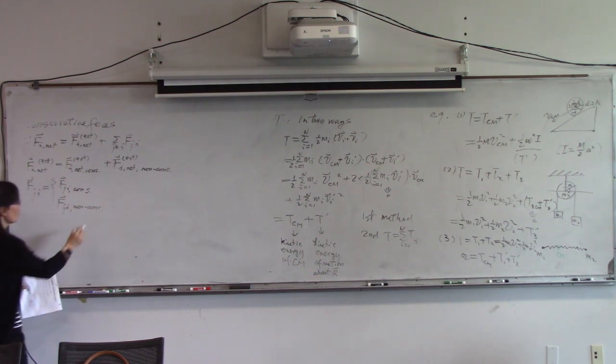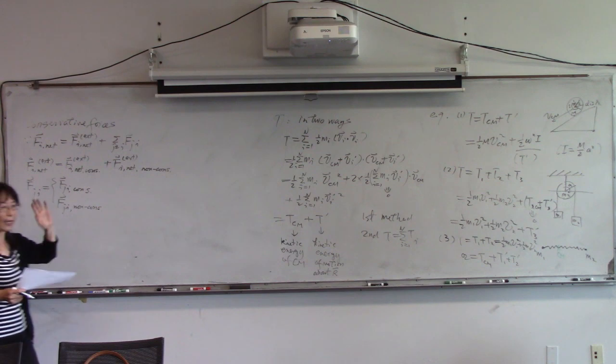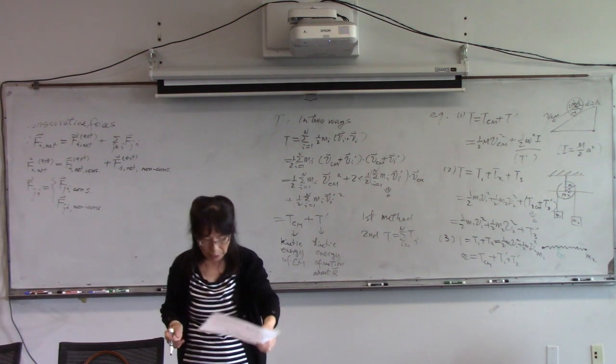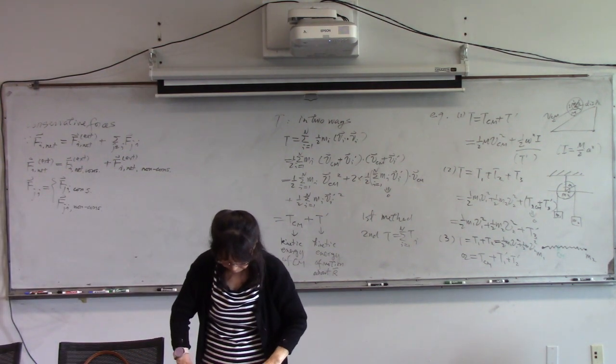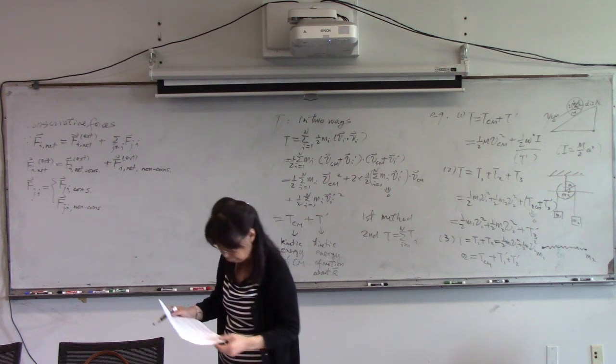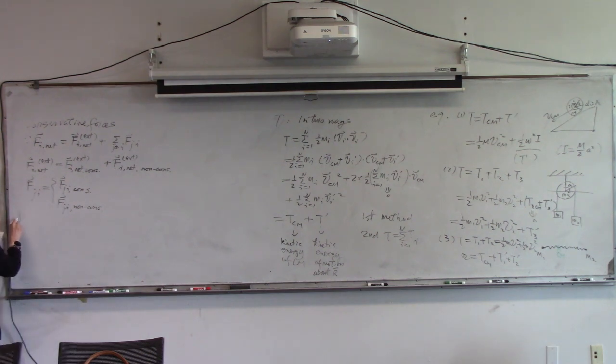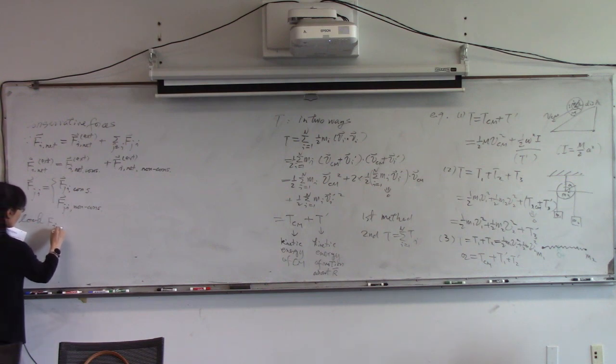Okay, so now let's consider all the conserved forces doing the work, and we know that's associated with the change of the potential energy. So now how to derive those energies? Let's try to define. Let's first look at this. Okay, let's look at the external conserved force.